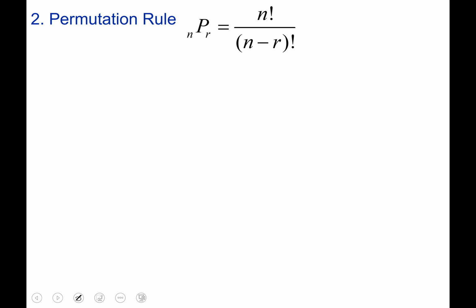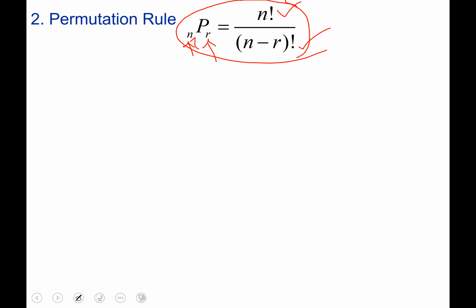All right, the second counting rule we're going to cover is called the permutation rule. And this is the formula for it. Lowercase n is our total number of objects. Lowercase r is how many we'd actually be choosing. The numerator would be n factorial divided by the difference between n and r factorial.